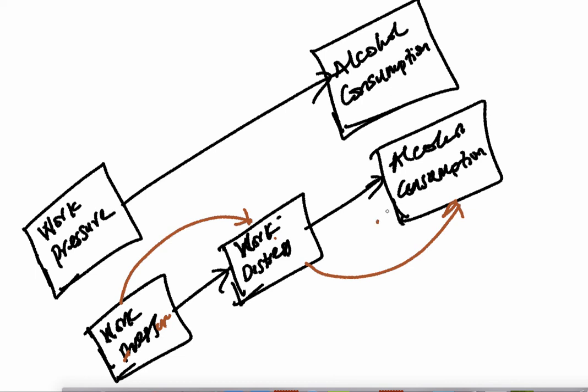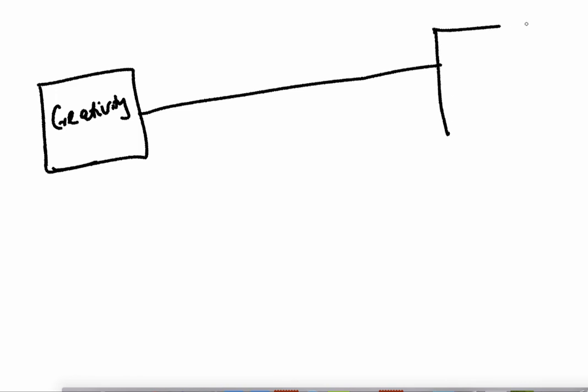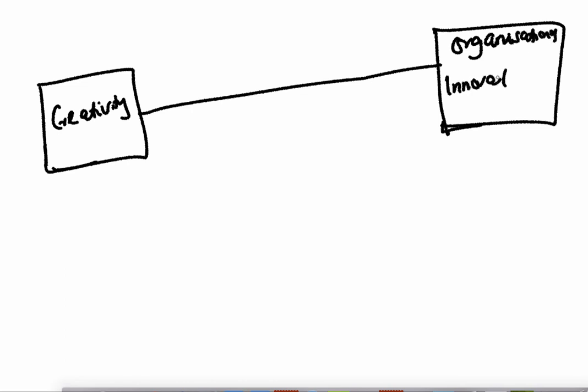Now, I give you another example. Assume that you are very creative. We say creativity leads automatically to what? Organizational innovation. Is it true that if one is creative, your creativity can automatically lead to organizational innovation? You will know that it's not true, because there are so many things in between that must take place before you can achieve organizational innovation.